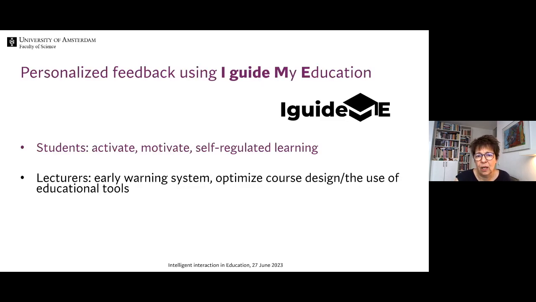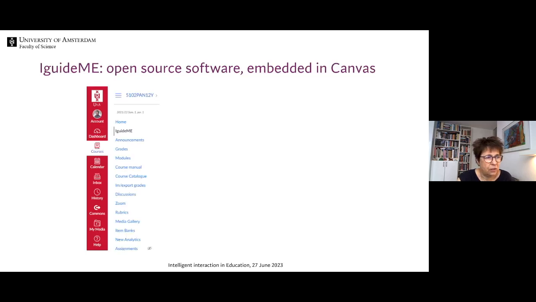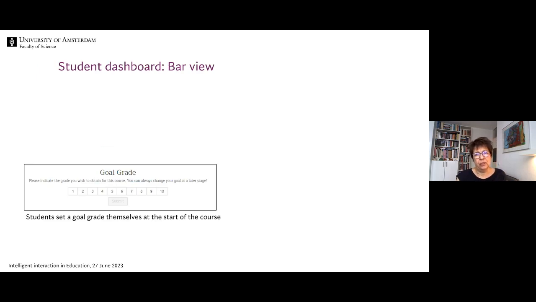So let's look first at the student perspective, how IguideME can activate, motivate, and support self-regulated learning. So this is Canvas, for the ones who know how it looks at the UvA at least. And the IguideME link you can see in the left menu of the Canvas course.